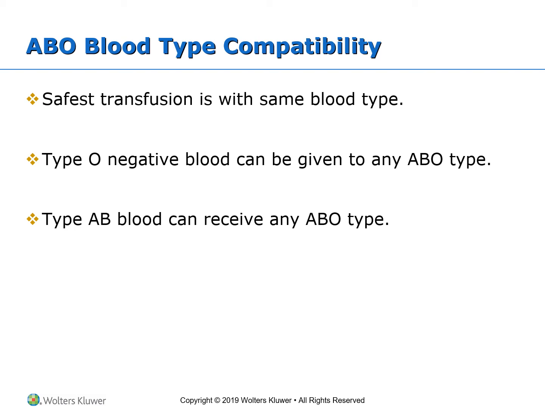So how do we decide to perform blood transfusions? We are looking mainly at the type of compatibility. Definitely the safest transfusion is the same type of blood. Again, type O, not having any antigens, is the universal donor and can be given to any ABO type. Type AB is the universal receiver, and can receive any ABO type.